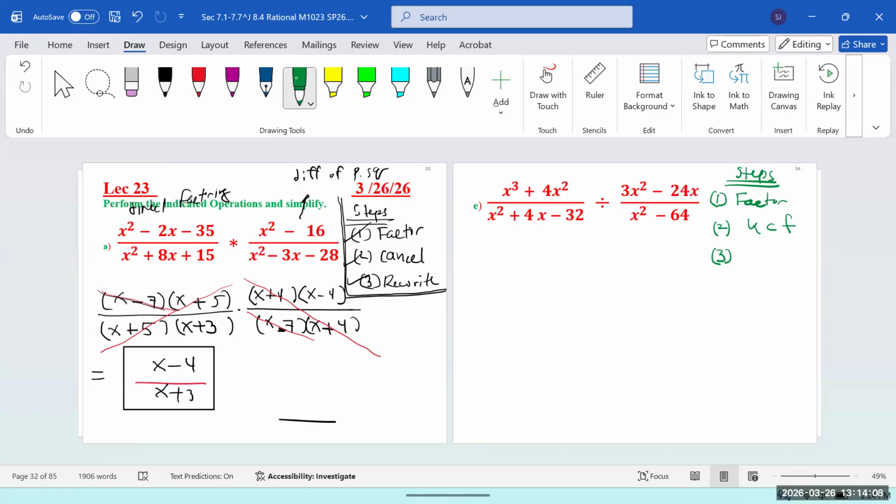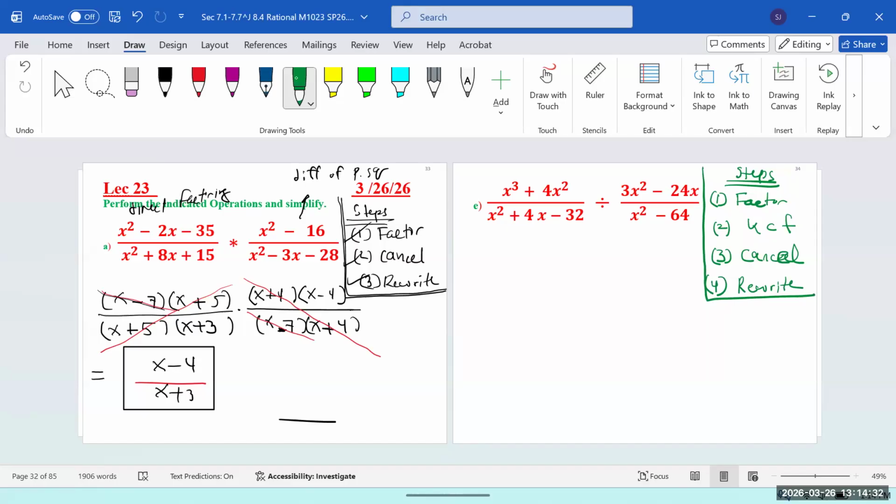Before you rewrite, what do you do? You have to cancel. Cancel. And then we rewrite. So 4 steps.